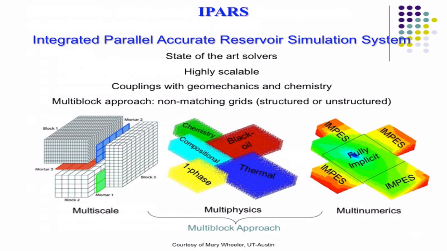So if you had some stability issues, you could solve fully implicit, which is more expensive, here. Then you could solve IMPES everywhere else. And then through the numerics, you can glue them together. So that makes for some efficient code.